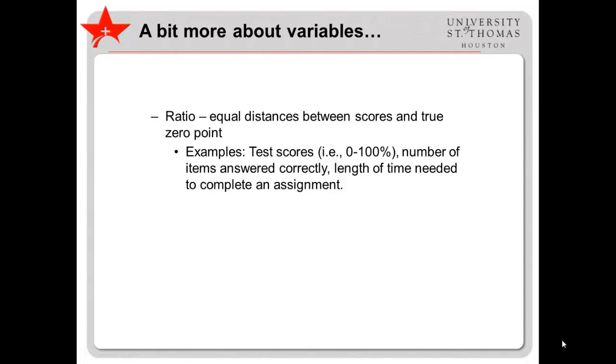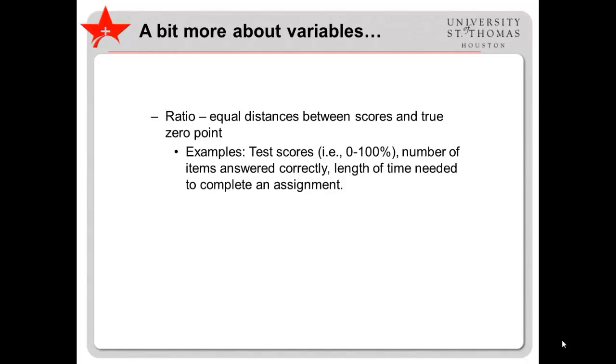The final type is ratio variables, which add a true 0 point to an interval scale. For example, a test score, 0 to 100%, is a ratio variable because the degree of difference between scores is equal, and a person can score 0, meaning that he or she did not answer any questions correctly. In this type of scale, not only is the difference between 10% and 20% the same as the difference between 50% and 60%, or 80% and 90%, but a score of 100% represents twice as many questions answered correctly as a score of 50%, and so on.